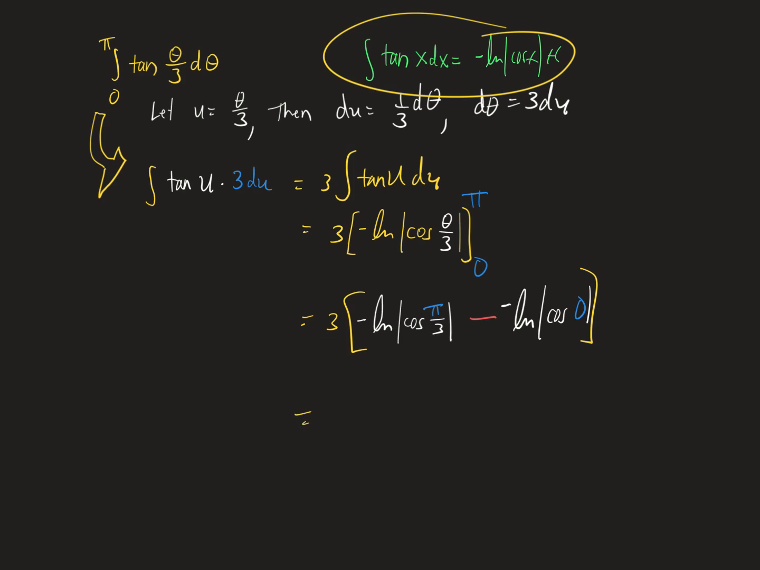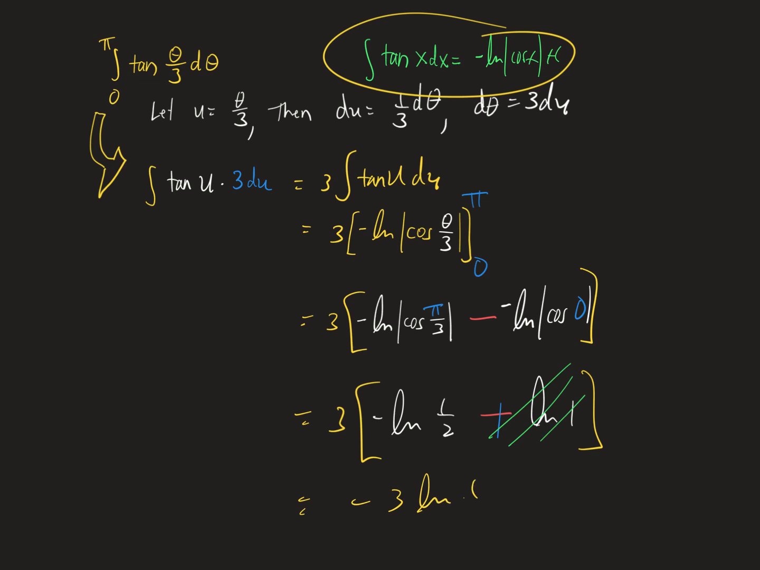So cosine of pi over 3 is a half. So we have negative natural log of a half, minus, and then cosine of 0 is 1, so a negative natural log of 1. And we know that that's equal to 0. So we have a final answer of negative 3 natural log of a half.